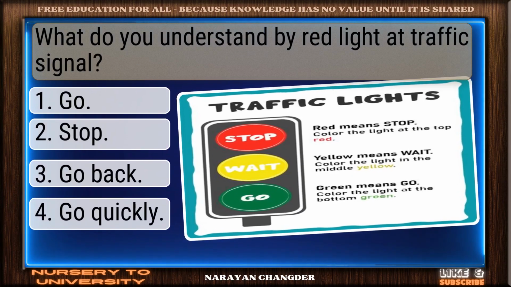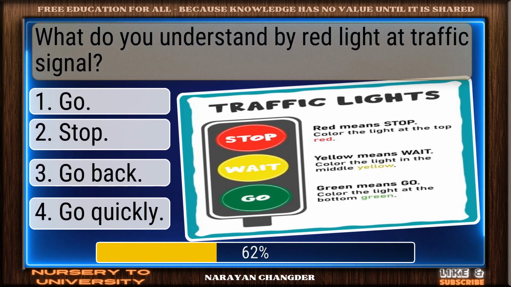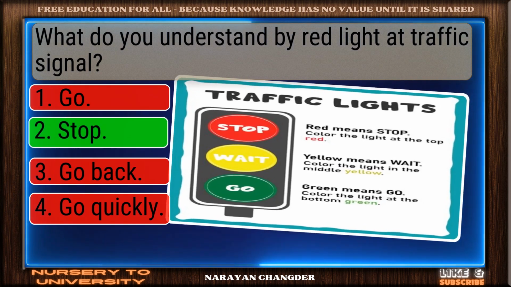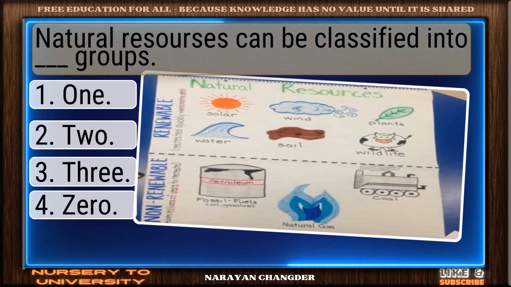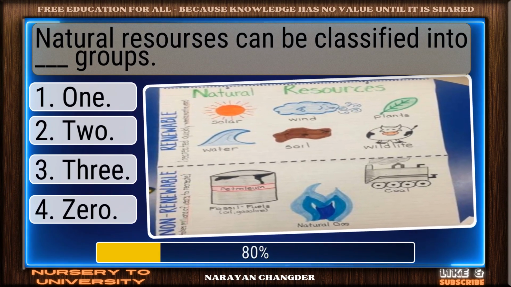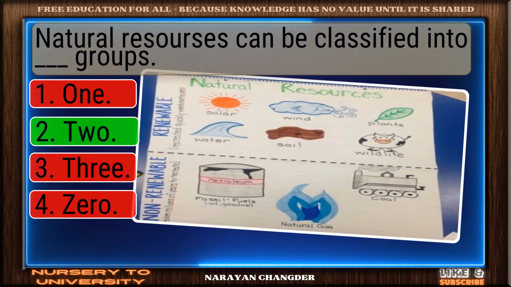What do you understand by red light at a traffic signal? Nice selection. Stop is the correct and valid answer. Natural resources can be classified into dash groups. Correct. 2 is the right answer.